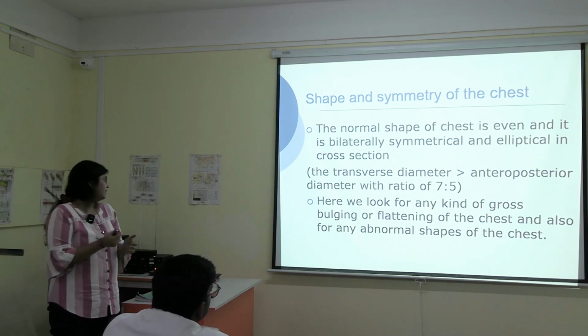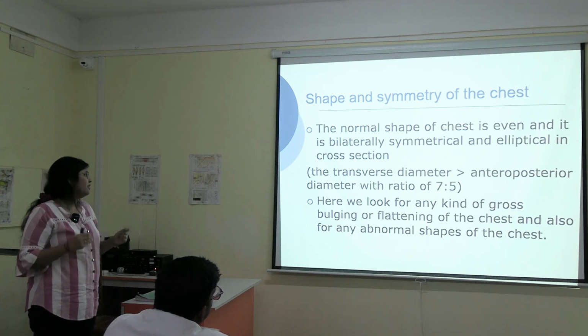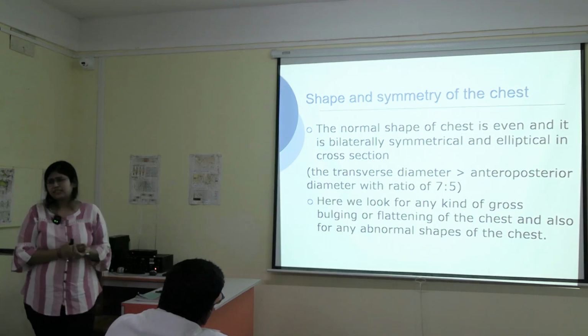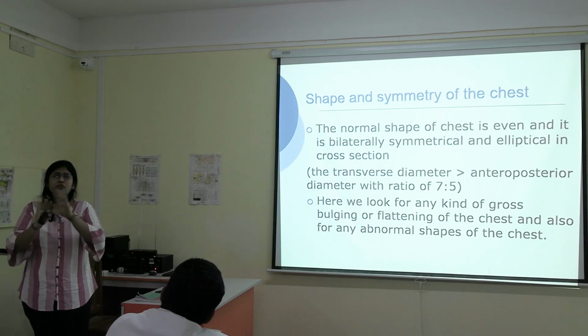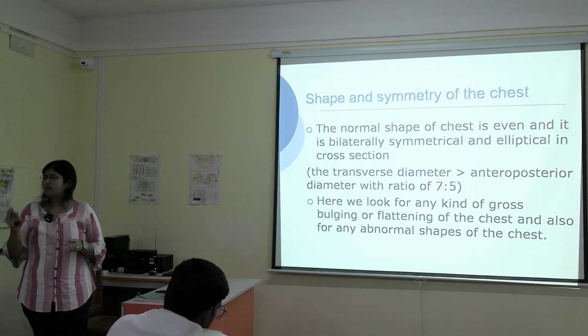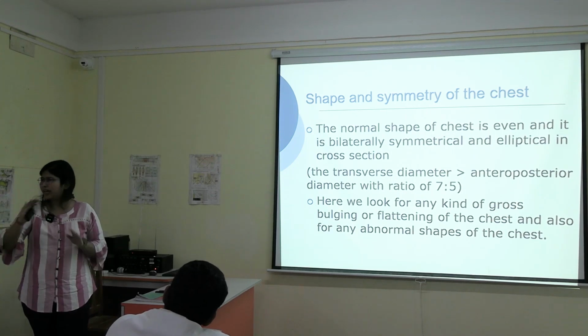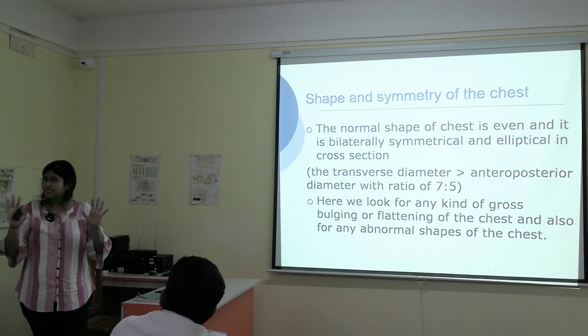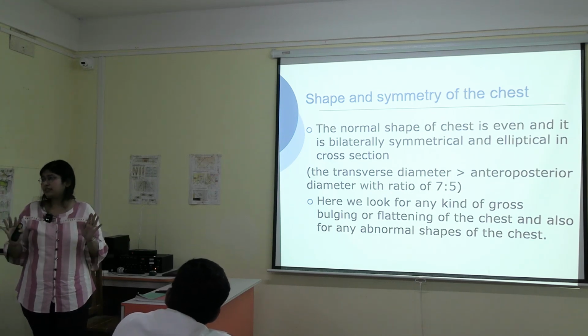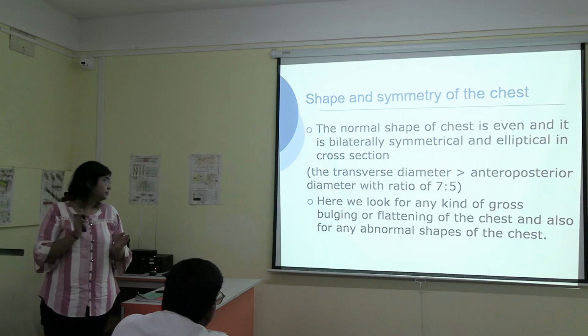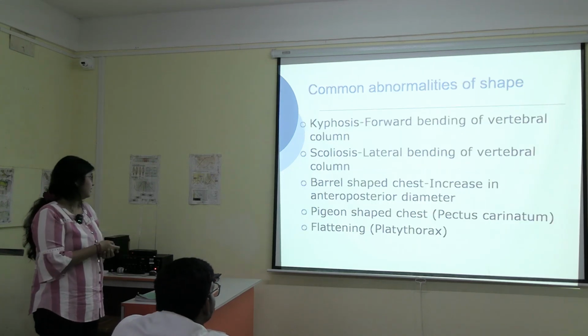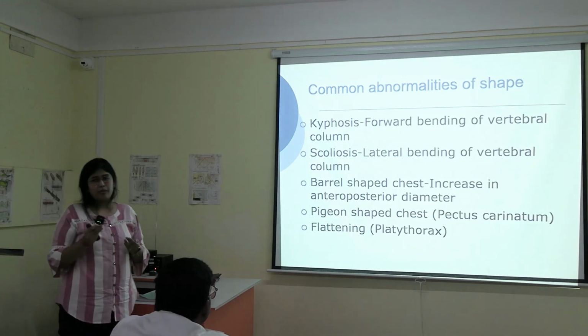Then we look for any kind of bulging or flattening of the chest. In inspection, you look for any abnormality. Any mass or anything coming up or any skin problem, you just inspect. Don't touch the patient. Once your inspection is done, then we will move to palpation.